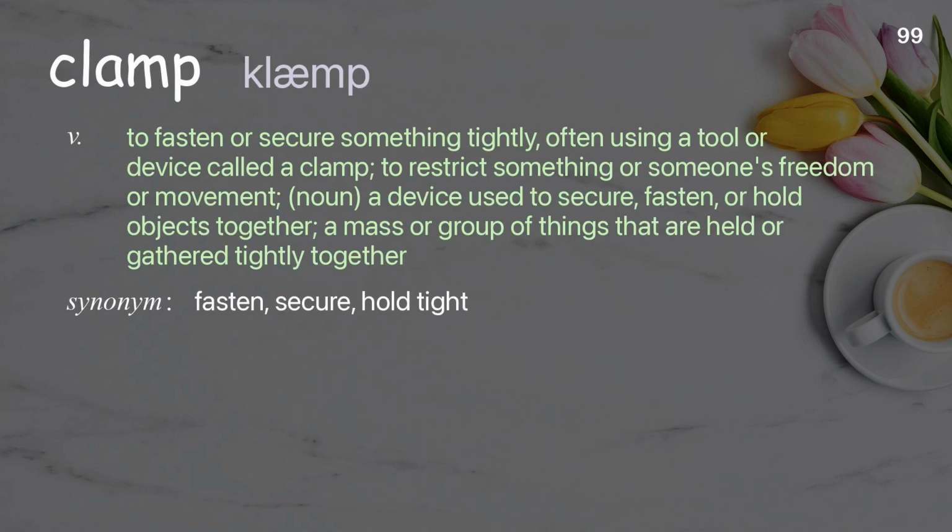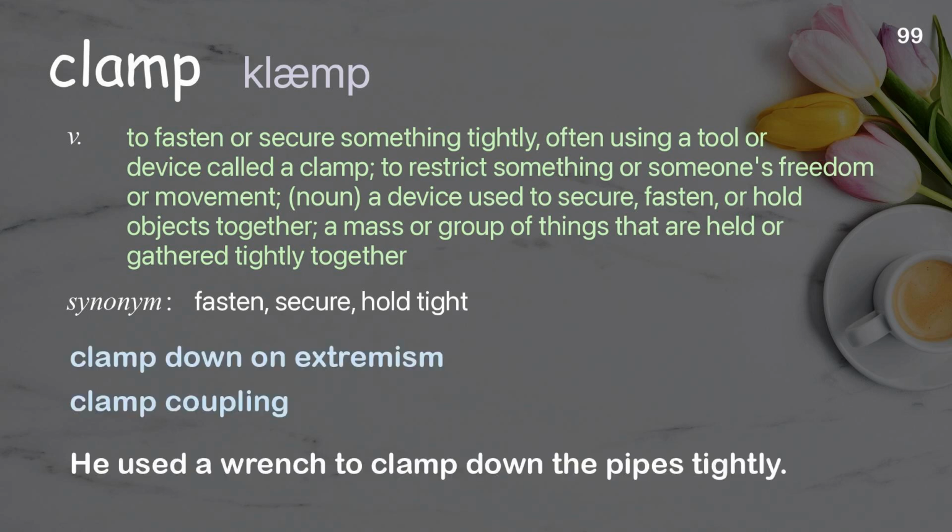Clamp. To fasten or secure something tightly, often using a tool or device called a clamp, to restrict something or someone's freedom or movement. Noun: a device used to secure, fasten, or hold objects together; a mass or group of things that are held or gathered tightly together. Examples: clamp down on extremism, clamp coupling. He used a wrench to clamp down the pipes tightly.